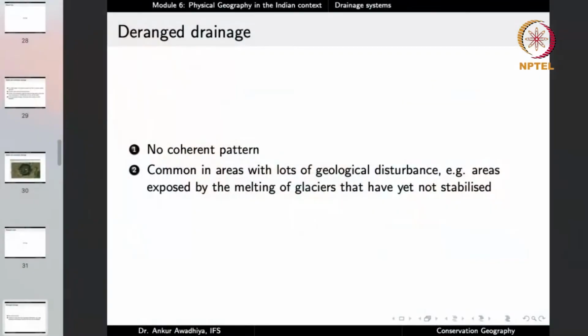At the same time, in the case of local depressions, you will find a number of lakes that have developed in the area, glacial lakes. And so you can have a stream that is flowing in a certain direction, and then it encounters a lake and drains itself into the lake. So it becomes a very deranged pattern which keeps on changing.